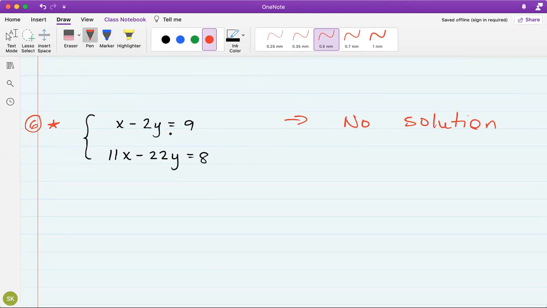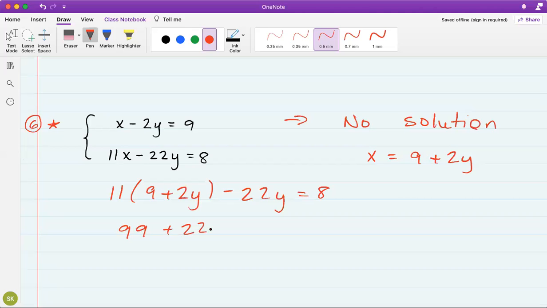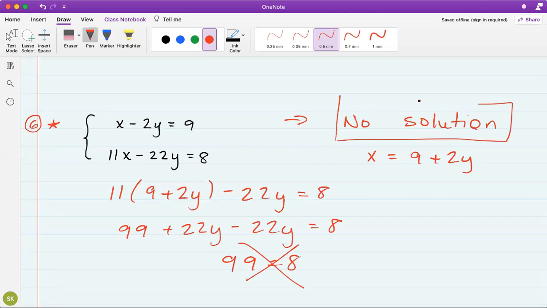Okay, so if I solve for one of the variables, again, let's solve for x. x is equal to 9 plus 2y. Plug that in here, we get 11 times 9 plus 2y minus 22y is 8. You'll see that you get 99 plus 22y minus 22y is 8. So you get that 99 is equal to 8. That is a false statement. When your variables go away and you get something that's false, then you have no solution.